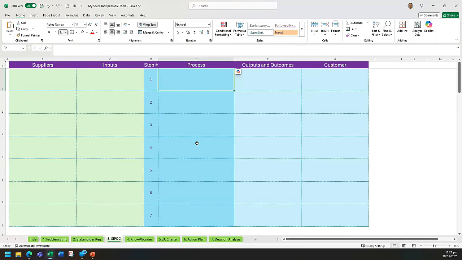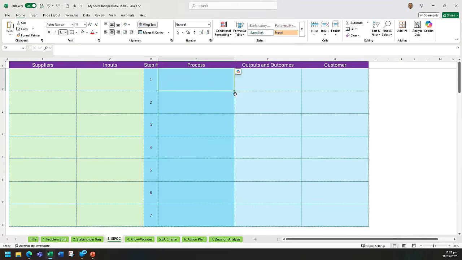I've done ones where I've had 30 steps. I don't have a problem with that. If you want to go to the next level and you still want to see what the steps are, what the inputs and suppliers are, and what the outputs and outcomes and customers are for a longer process, that's fine. There are no rules, just guidelines.